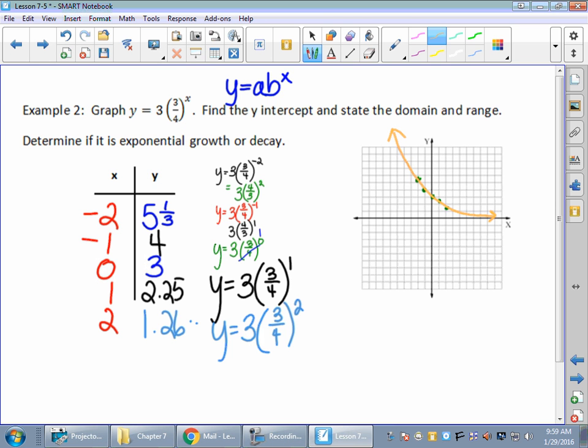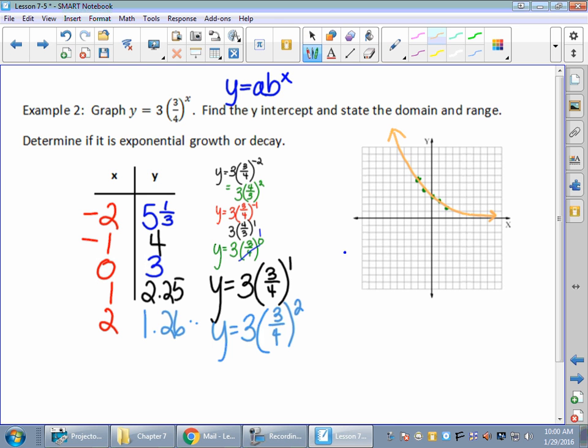Note to self. I'm pretty sure, I'm 96.3% sure that all of our graphs are going to get closer and closer to the x-axis, but never actually hit it or cross it. Make a little note on that because when we're doing domain and range, that will help us out.